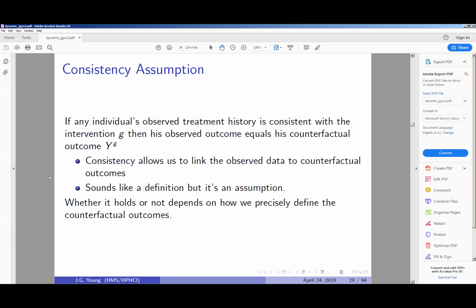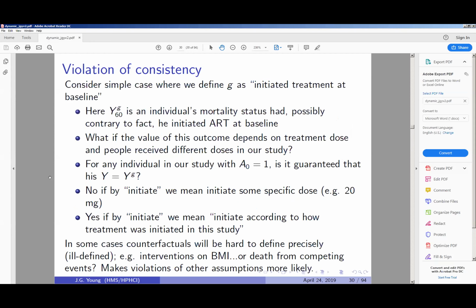And for many people, they think it's sort of natural to think of this as a definition rather than an assumption, but in fact it is an assumption. And whether or not it holds depends on how precisely we define the counterfactual outcomes. So to understand why this is an assumption, let's consider a case where it could be violated. That's always the best way to understand assumptions, is consider how they're violated.